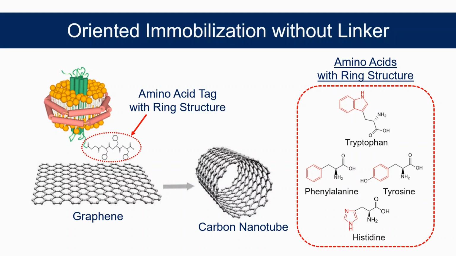But we can make a correct orientation, an oriented immobilization, even without the linker, if we use an amino acid tag with ring structures, because the graphene surface has a ring structure and the carbon nanotube surface also has a ring structure, so it will make a pi-pi interaction. As you know, there are 4 types of amino acid with ring structures: tryptophan, phenylalanine, tyrosine, and histidine. So we made this amino acid tag with ring structure to immobilize the receptor nanodisk on the graphene surface.